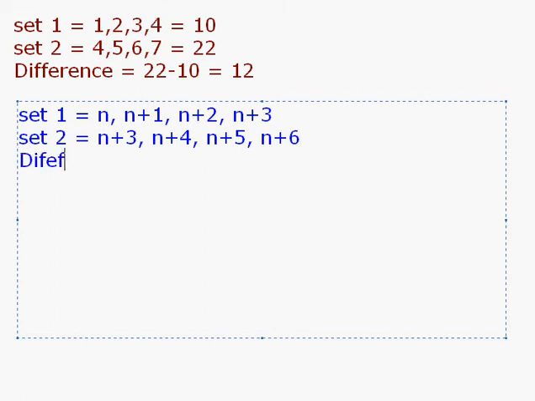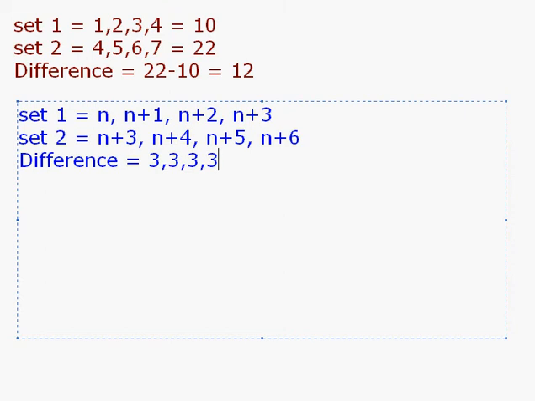So if you find the difference, you can easily find it. Look at these two, n plus 3 and n: the difference is 3. For n plus 4 and 1, the difference is 3. Again, n plus 5 and 2, the difference is 3. n plus 6 and 3, the difference is again 3.